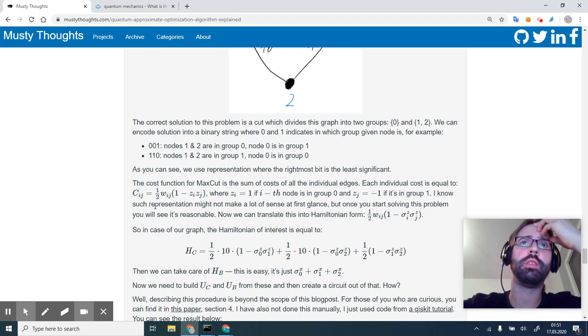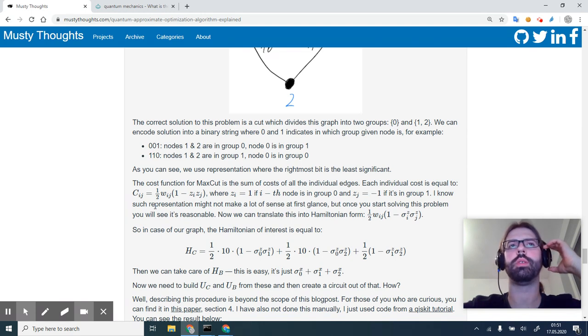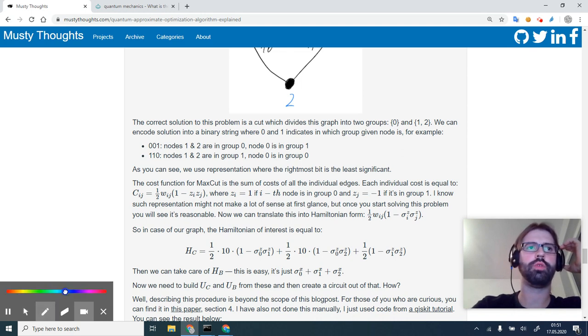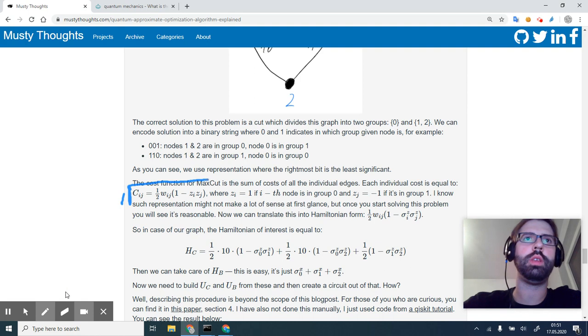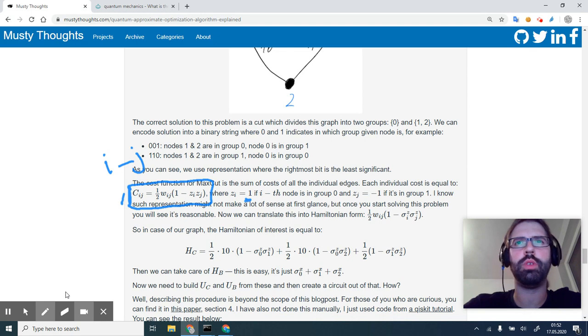The cost function for max cut is the sum of all costs for all individual edges, and you want to maximize that. So this is for the edge between i and j, and it's a half of w, so this is 1 if it's in group 0, and -1 if it's in group 1.